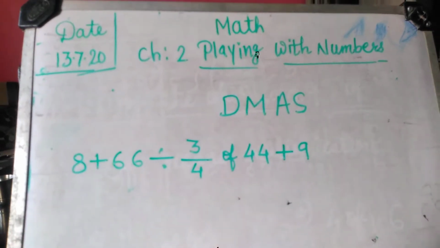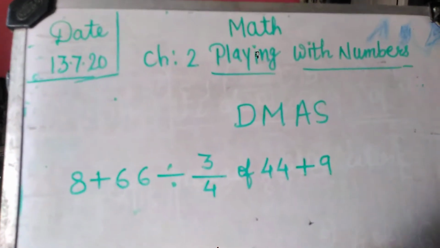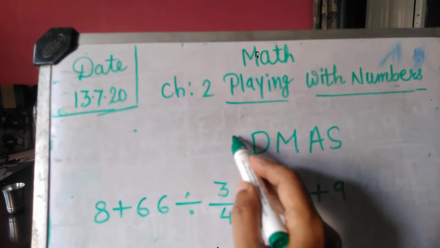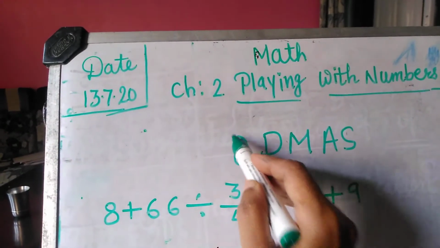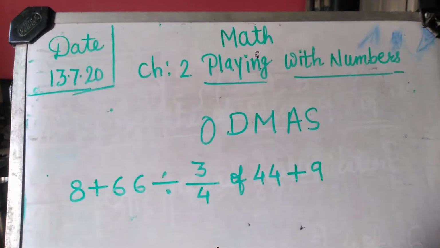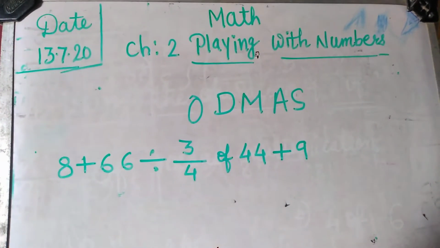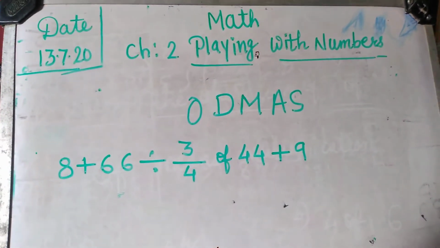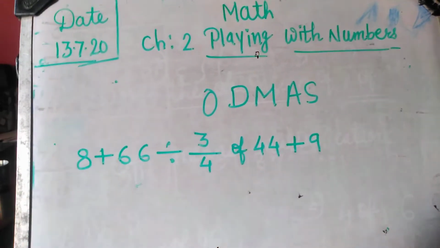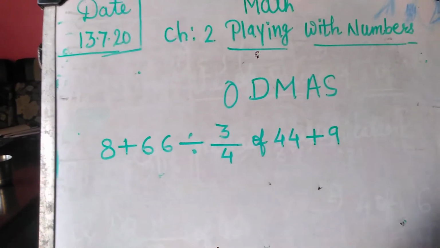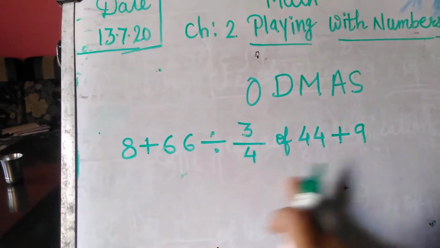You are familiar with DMAS. Now in place of DMAS, if I write here O, so it becomes ODMAS. And what does O stand for? Just now we have seen O stands for of. And of means nothing but multiplication in terms of maths. So we will see the use of ODMAS in the given example.